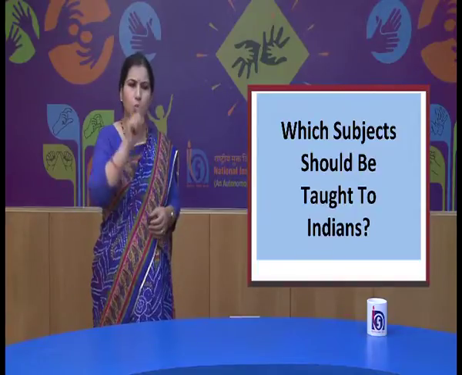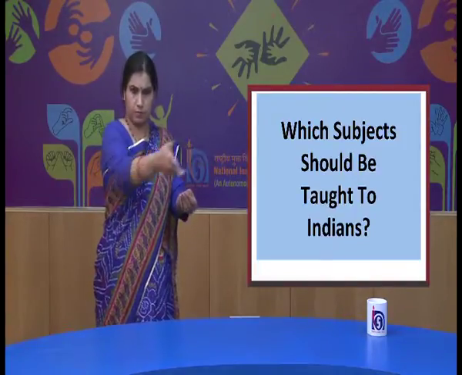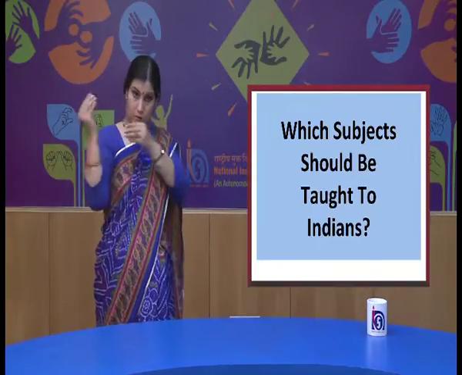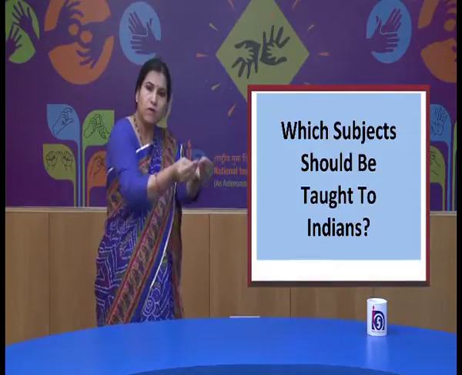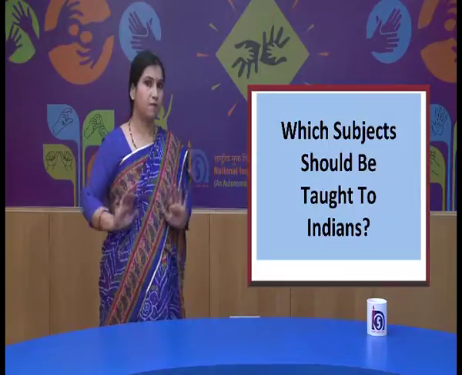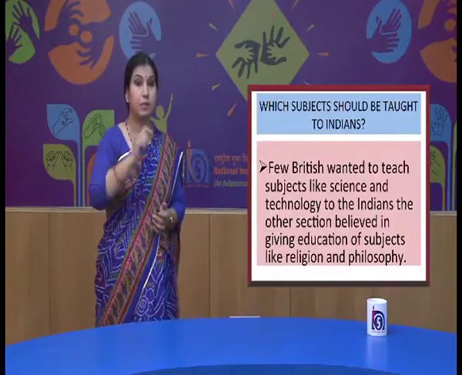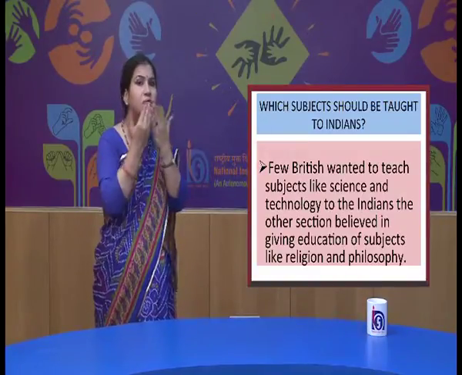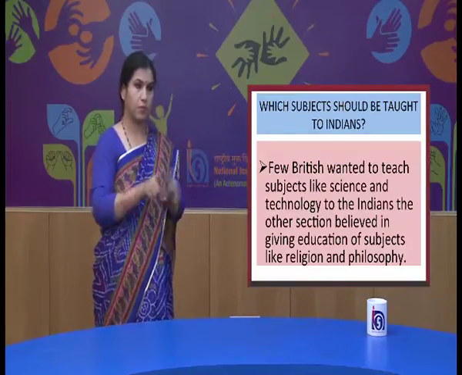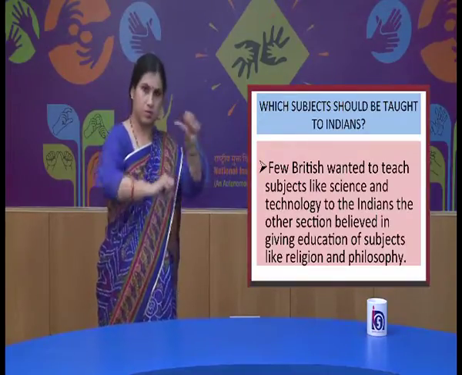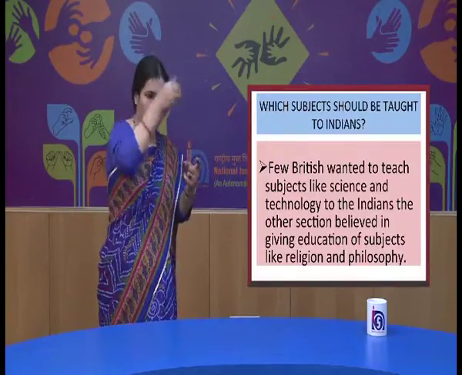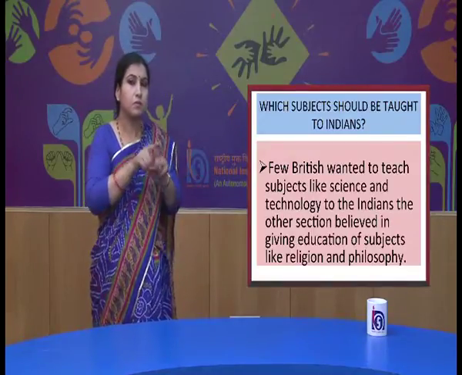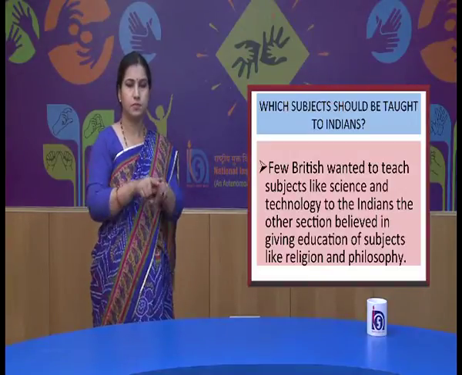Now the question was, what education should be given to Indians? Should it be Western education or Indian education? The English were divided into two groups on this topic. While one section wanted to teach subjects like science and technology to the Indians, the other section believed in giving education of subjects like religion and philosophy.